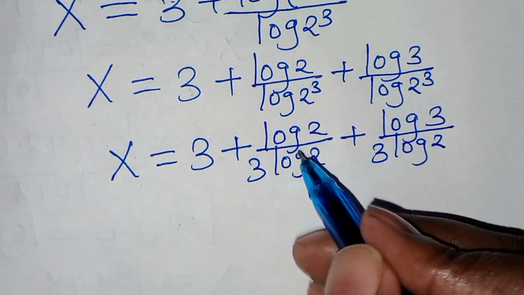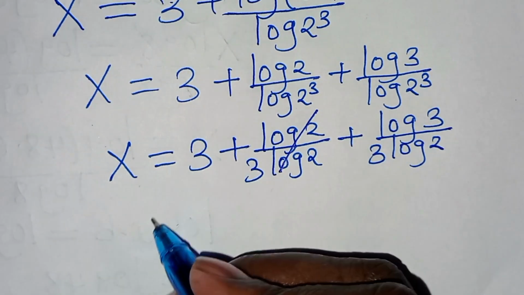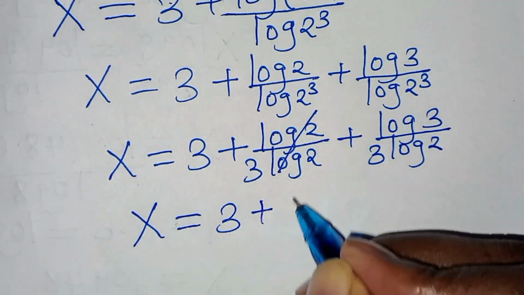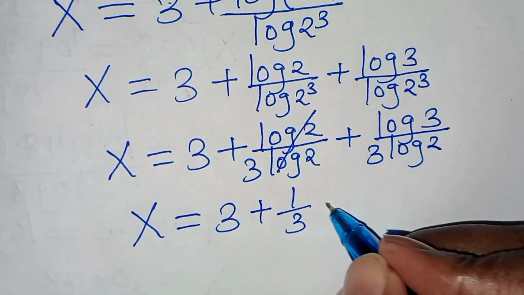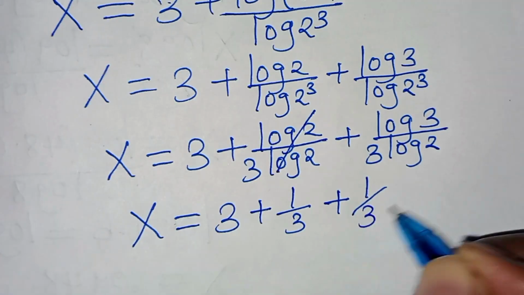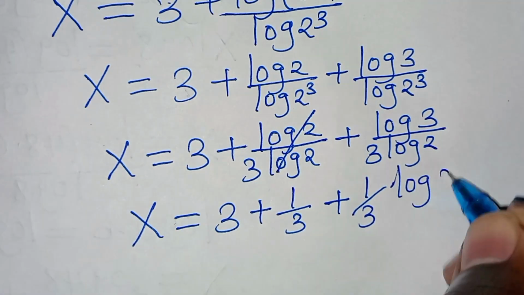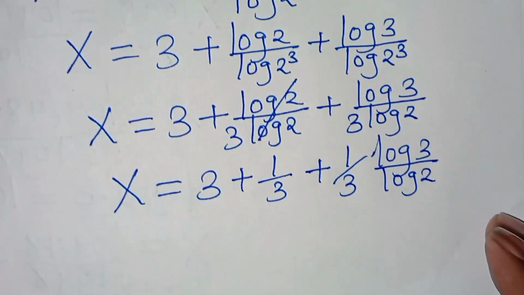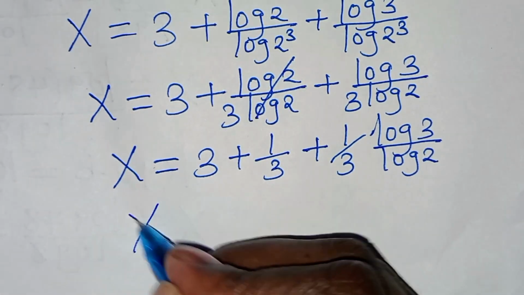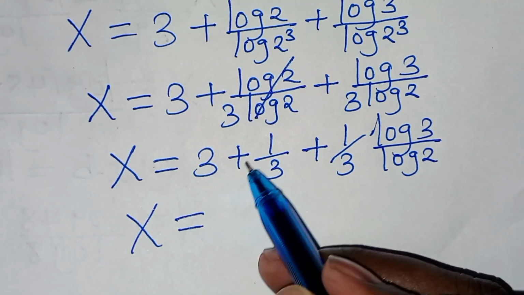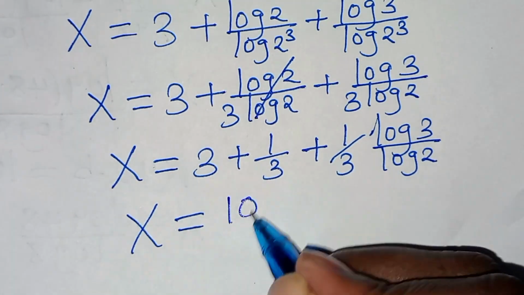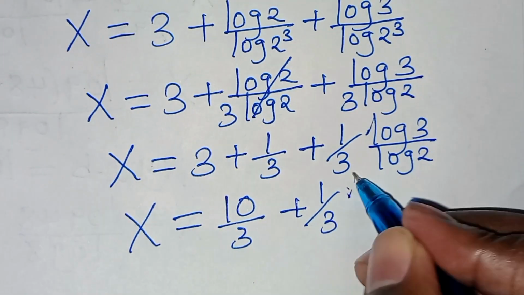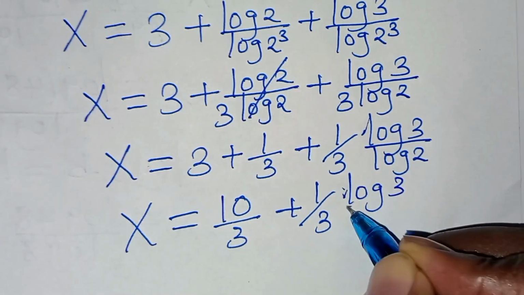So the next step is to simplify here. Log 2 and log 2 simplifies, so that x is equal to 3 plus 1 over 3 times log 3 over log 2. So this implies that here we have x equal to 3 plus 1 over 3, which is 10 over 3, then plus 1 over 3 times log 3 over log 2.